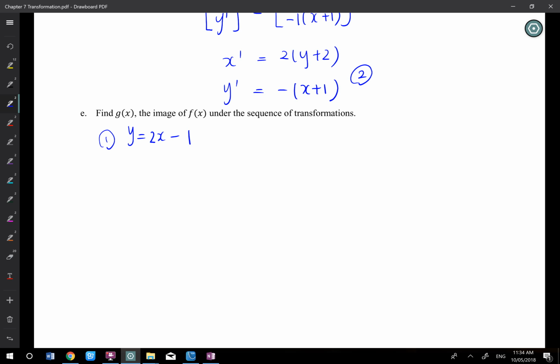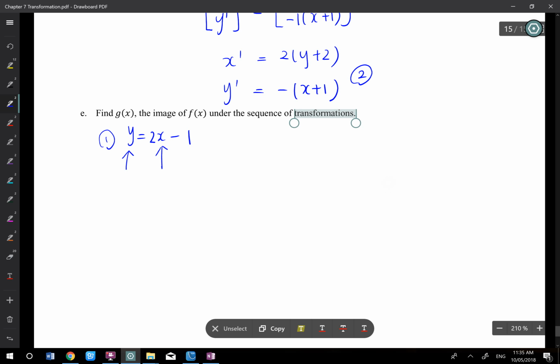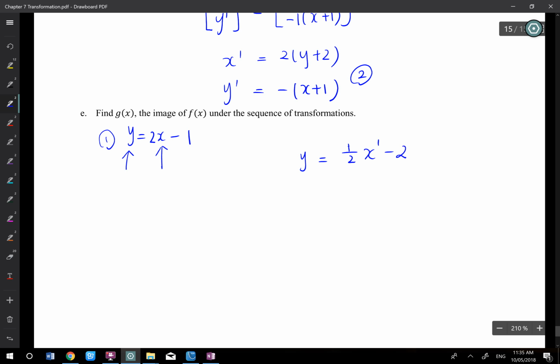Can't equate now. We make what subject? X and Y subject. That's correct. I need to replace that Y and replace that X. I don't need X and Y in my equation because that means old. I need new. New is X dash and Y dash. So what we have here is y equals a half x dash minus 2 and x equals minus y dash minus 1.